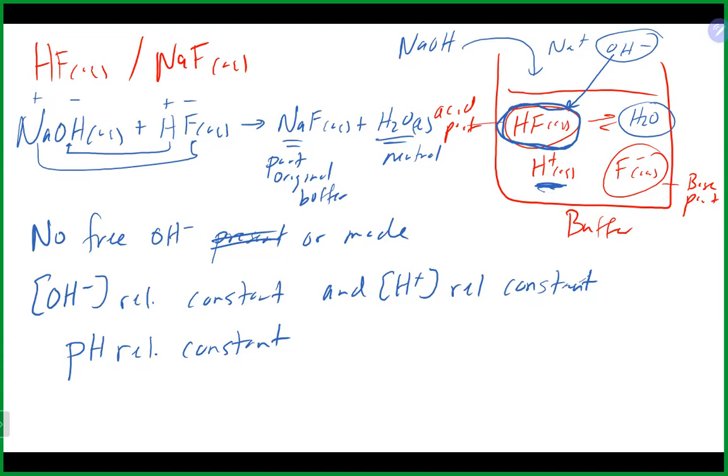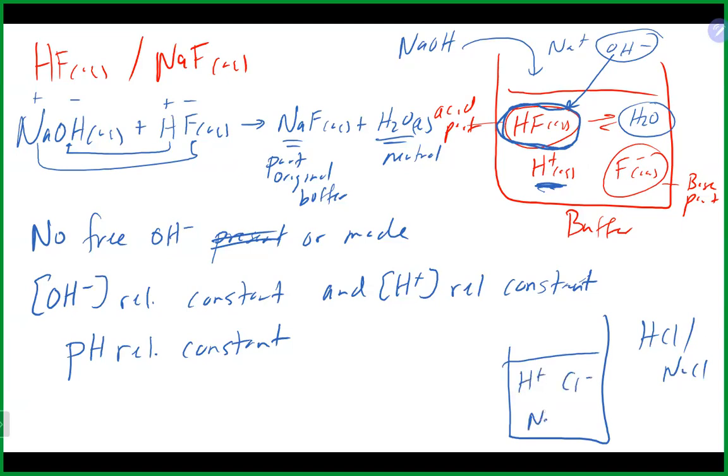Any questions on that there? Now, by the way, let's just say you wanted to be a rebel and make a buffer out of HCl and, say, sodium chloride, which is a bad idea. Once again, as we talked about before, what you're going to have in this solution is these three things: H plus, Cl minus, and sodium ions, right?